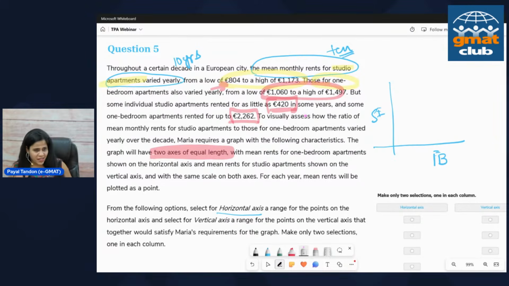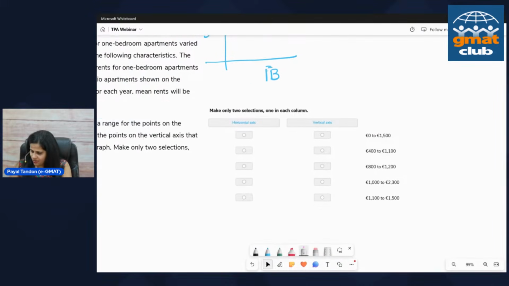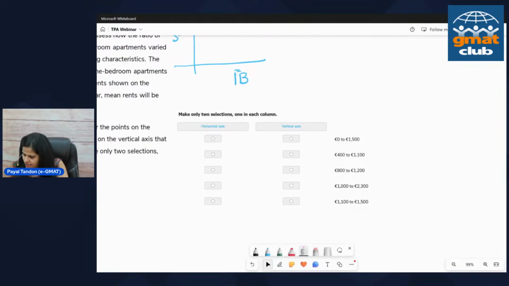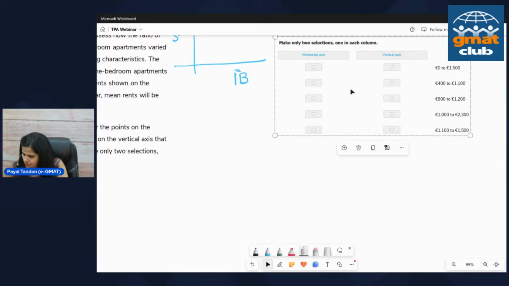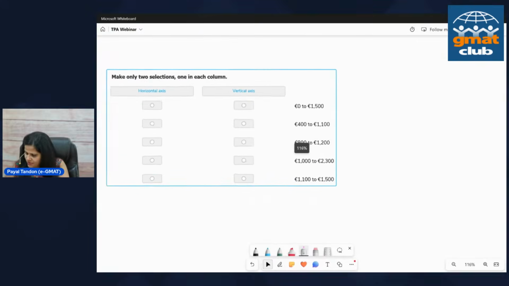All Maria is saying is that I need to graph these two ranges, one for the one bedroom apartment and one for the studio apartment, and my condition is that both of these have to be equal. Okay, so before we go into the analysis of the range, we have these options over here, so let me bring these options right next to my screen. Now observe these options first.